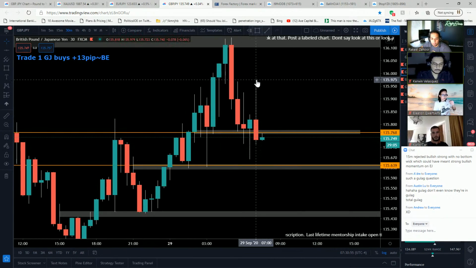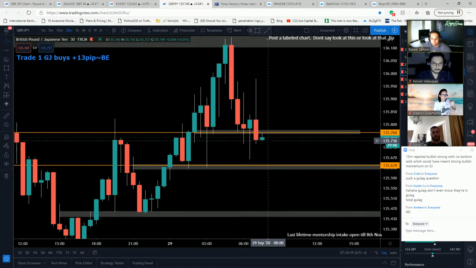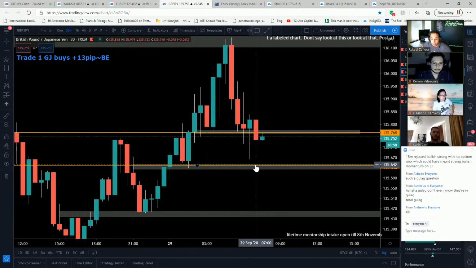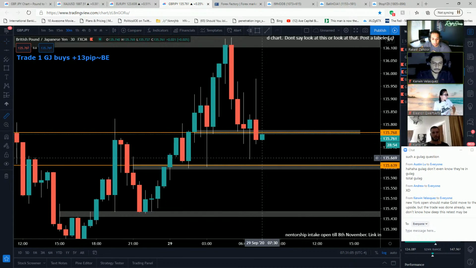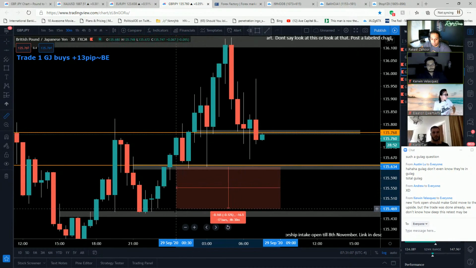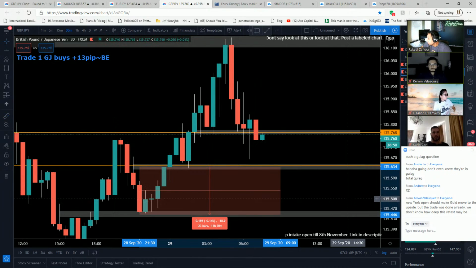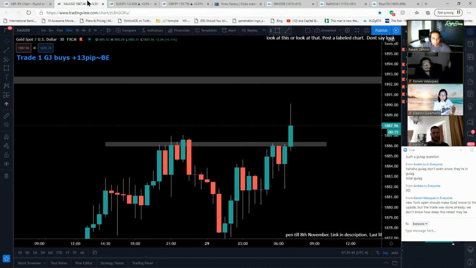So whoever took profits here, just be happy. You had a winning trade. And I guess if I was looking for sells, I would look for sells below 135.650 because this is a bigger range over here. And also we got New York Open coming up in like 30 minutes, so we'll see what happens here.